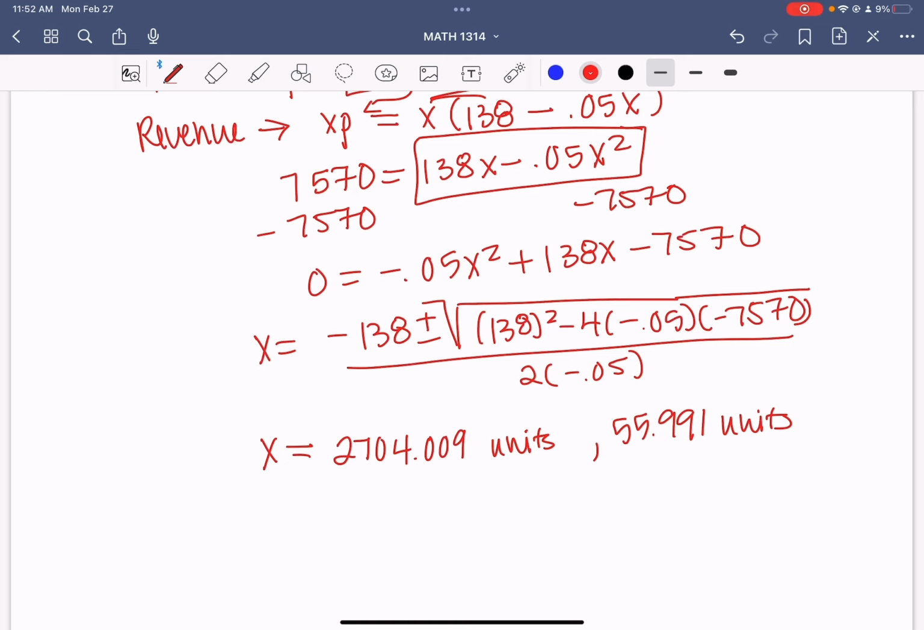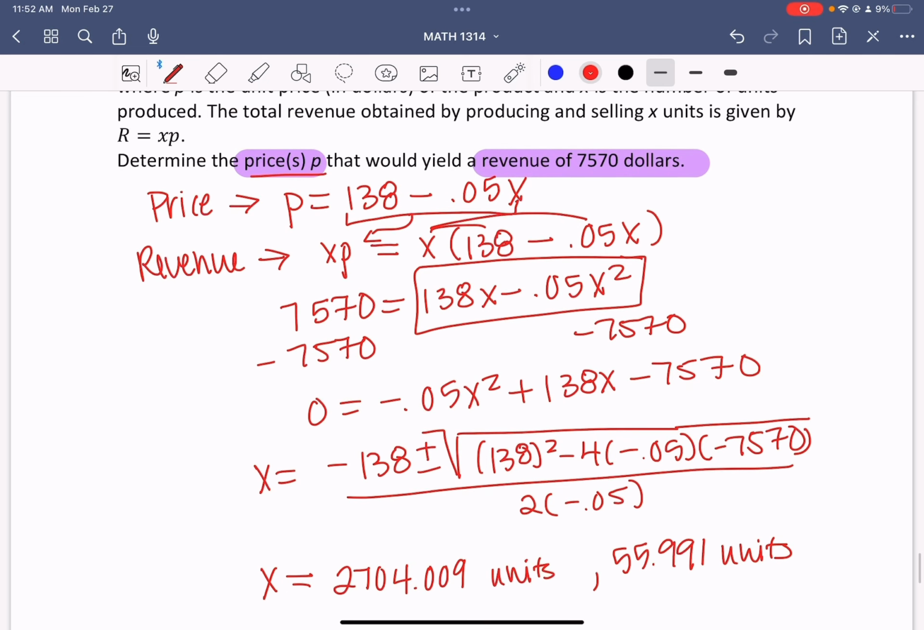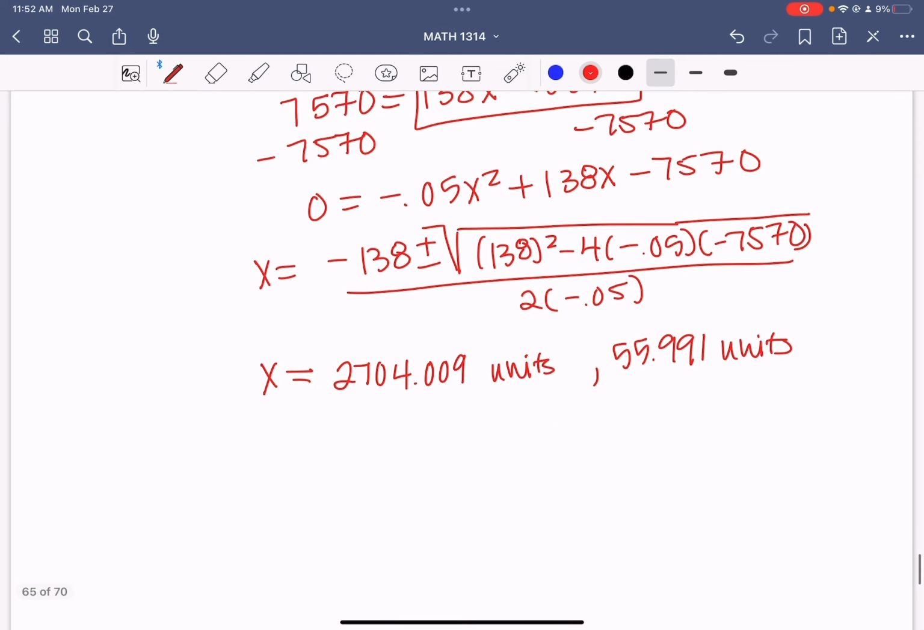Now, make sure you go back and answer the question. Okay, we got X equals. What does that even mean? That's how many units. Up here, it said to determine the prices that would yield a revenue of that. So I'm going to go back to my price equation, which was 138 minus 0.05x, and I'm going to plug in these two values.